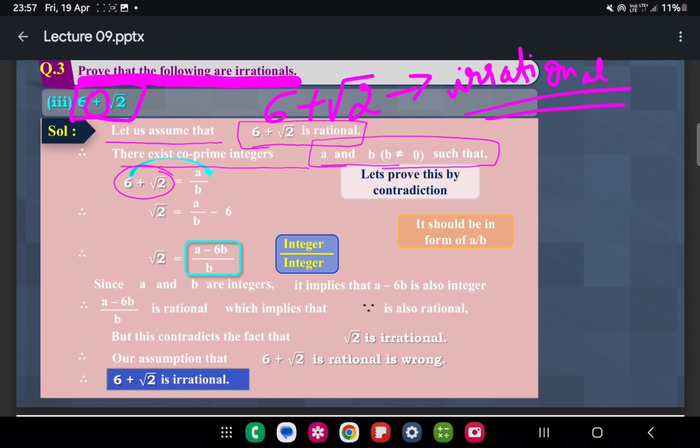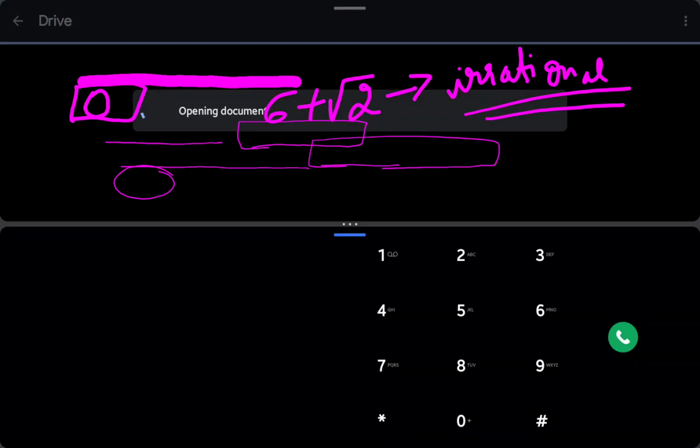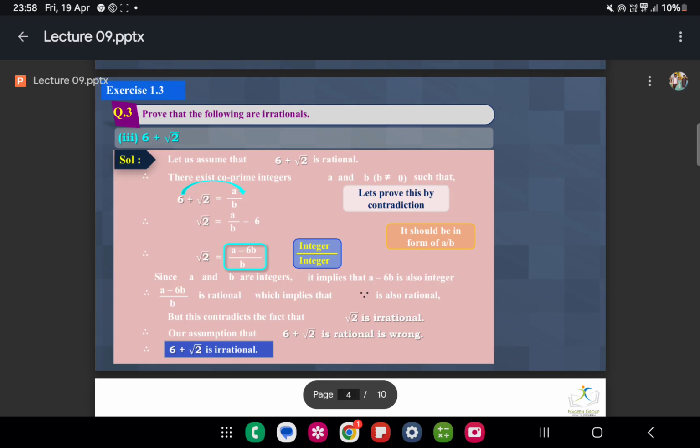Here 6 has no sign written, which means it has a plus sign. Here you can shift the 6 to the right hand side. When you shift the plus 6 to the right hand side it will become minus 6. So root 2 is equal to a by b minus 6. Already we know that root 2 is irrational, we have proved.